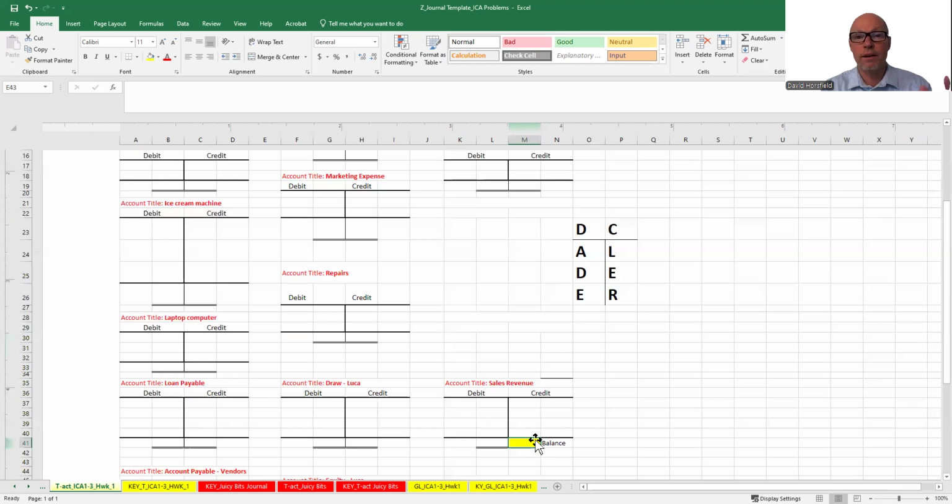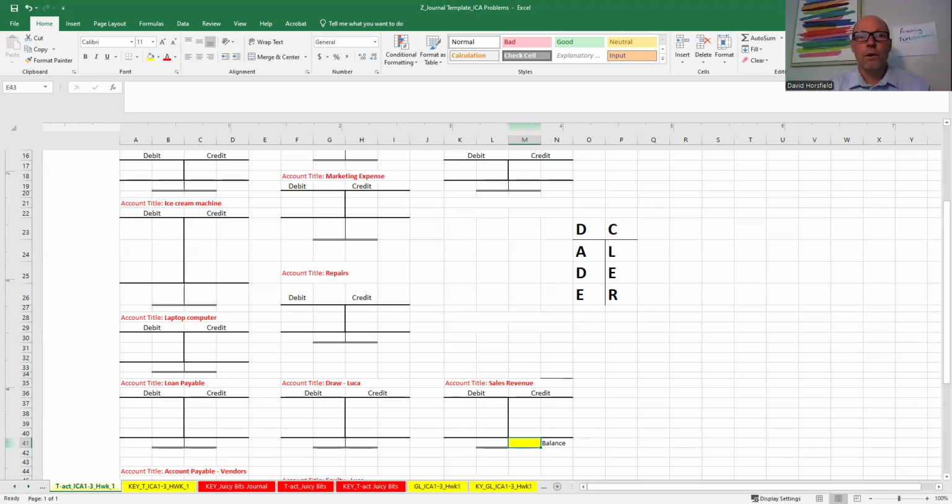Because, reminder, in order to get the balance, we need to take the total of the normal balance side minus the total of the mirror image balance side, and the answer, that dollar value, goes based on what the normal balance is within DC Adler.